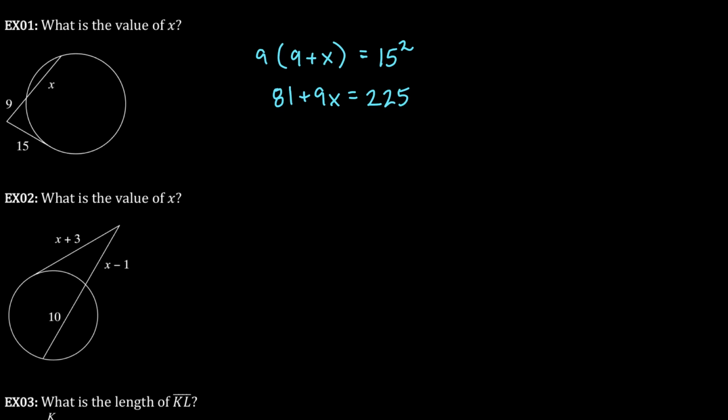Let's subtract 81. And I get 9x equals, let's see what this is, 144. Divide by 9. And we get x equals 144 divided by 9, 16. And that's what x is.